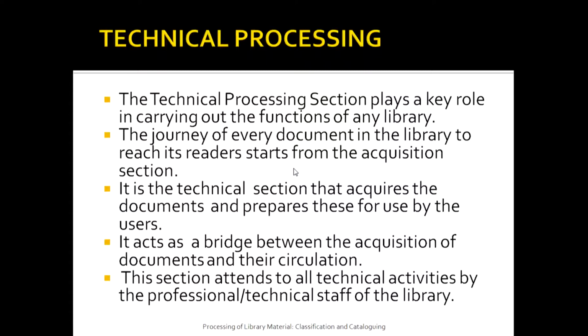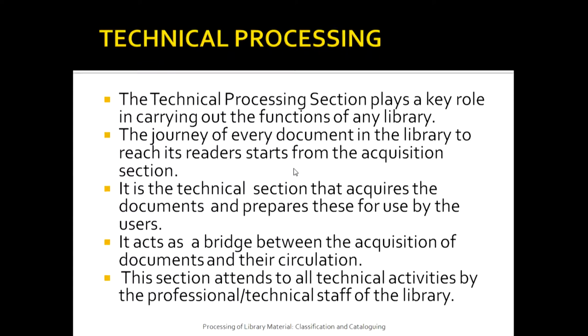Let us now take a look at what the technical processing section of a library does. The technical processing section plays a key role in carrying out the functions of any library. As we have already said, the journey of every document in the library to reach its readers starts from the acquisition section. So, it is the technical section that prepares the acquired documents for use by the users. Therefore, it acts as a bridge between the acquisition of documents and their circulation.